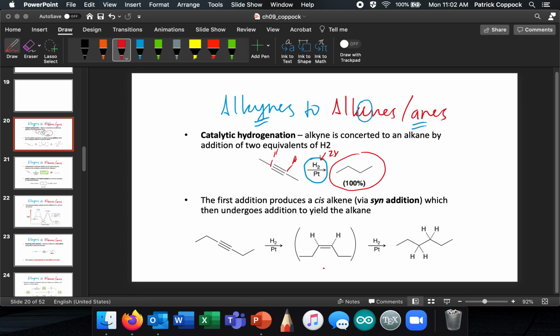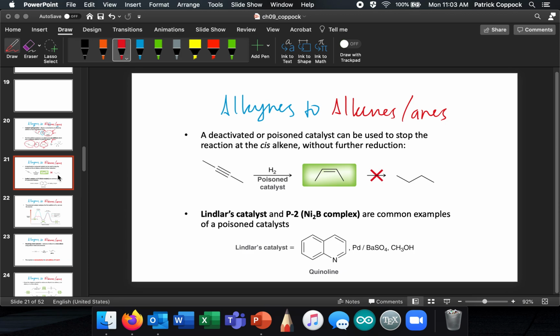What we can't do, though, is stop at this point. The first reaction goes to an alkene, but this second reaction is actually faster. So if you just put less hydrogen in there, you're really going to get a mixture of products because you can't stop this. If the alkyne and the alkene are competing for a hydrogen molecule, the alkene actually wins. That's a little subtle technicality, but the point is you can't stop. If you treat an alkyne with H2 and platinum, it's going to go all the way to the alkane.